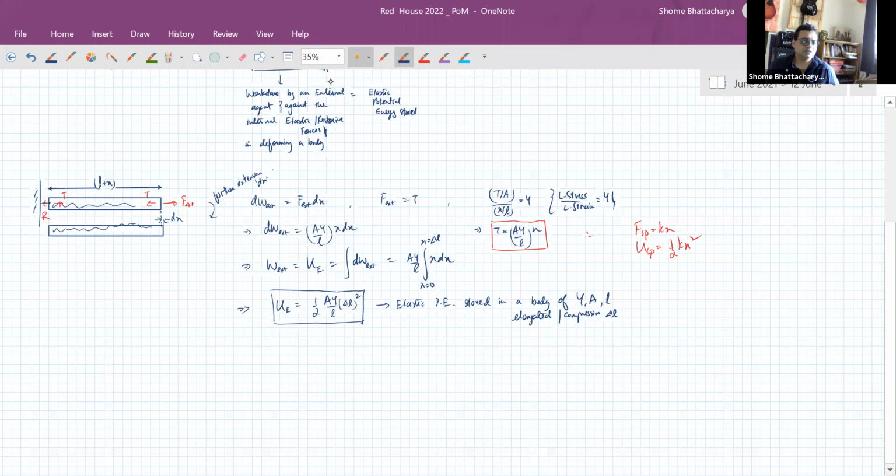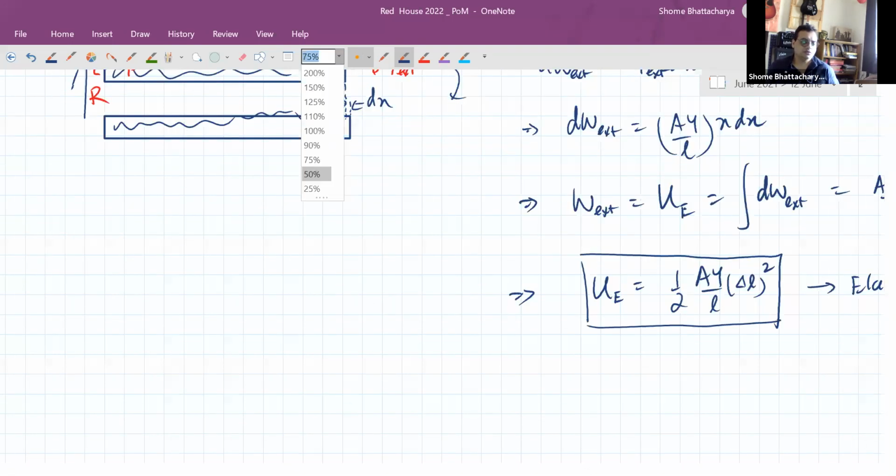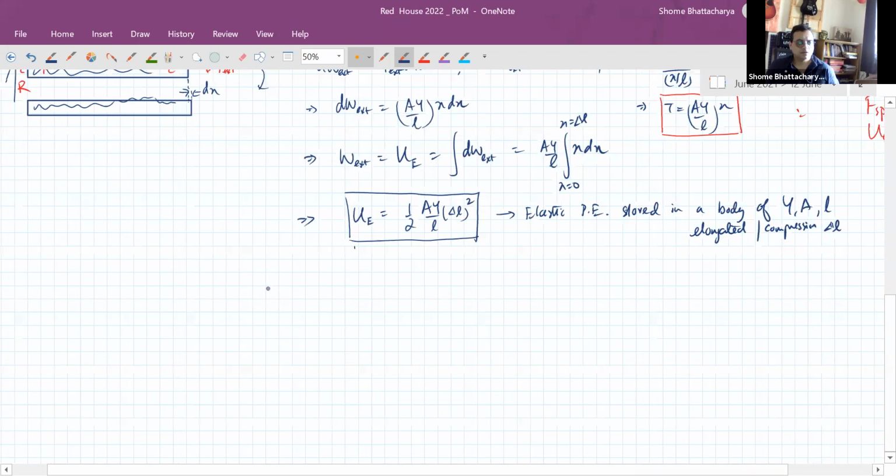Now, one interesting thing we'll see here is that if we divide this expression of potential energy by the volume of the body, that is the natural volume, then we get elastic potential energy per unit volume, which we can denote with a simple small e. So we'll take the volume as A into L.